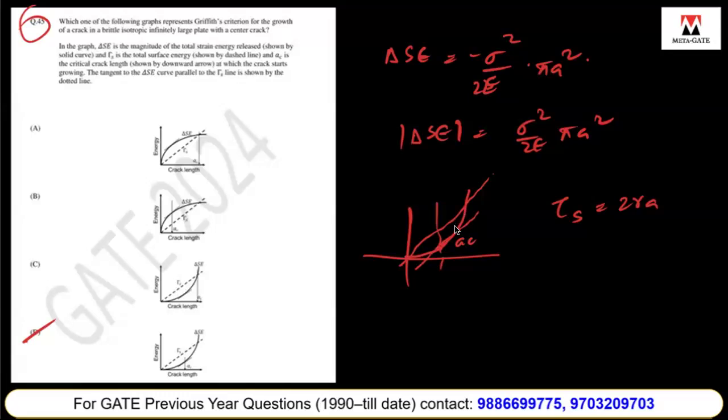Here you should see that the critical crack length is the point. This is not the point of the critical crack length. This is the point of critical crack length. At this point, both are same, like sigma squared pi a squared by 2E equal to 2 gamma a.